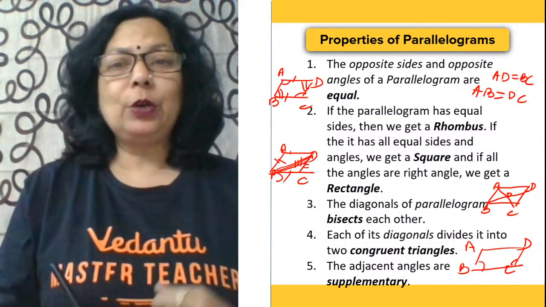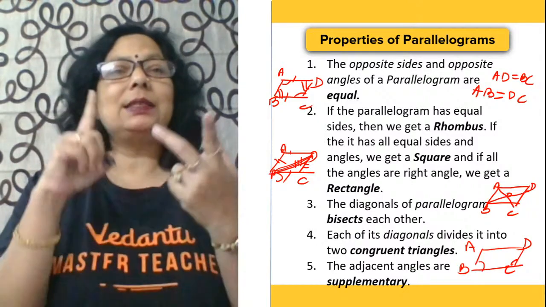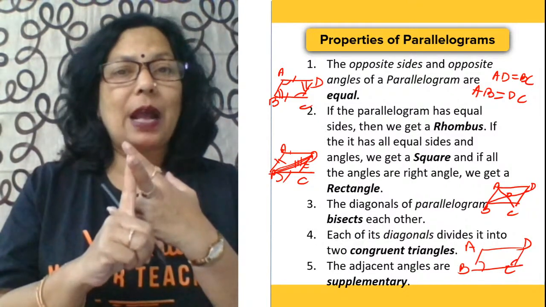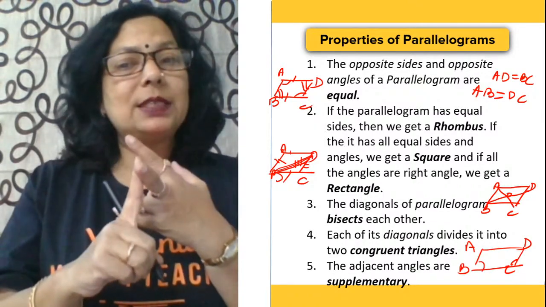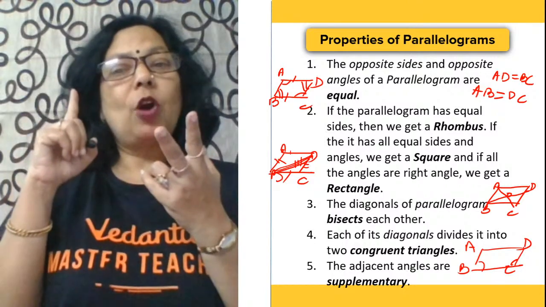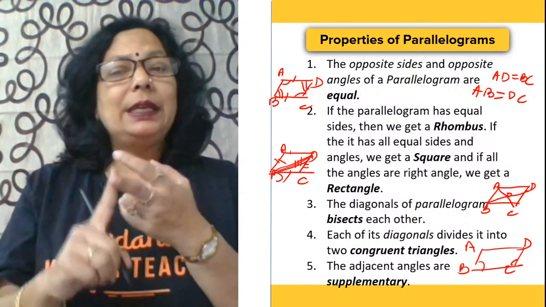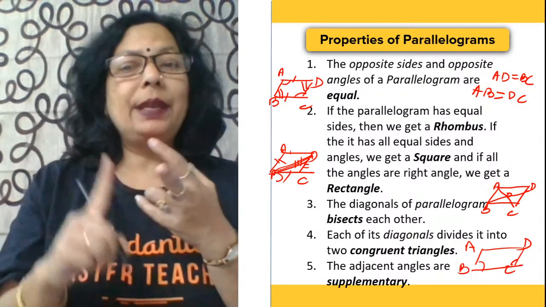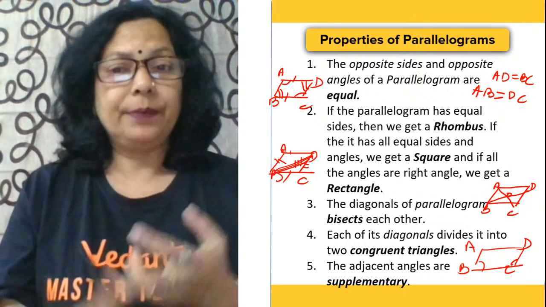So clear to all of you? So what are the properties? Let us brush up first. The opposite sides and the opposite angles of the parallelogram are equal. Then if a parallelogram has all four sides equal, it is a rhombus. If in a rhombus each angle becomes 90 degrees, then it is a square. Or a square is a rectangle. A square is a rectangle having all sides equal.